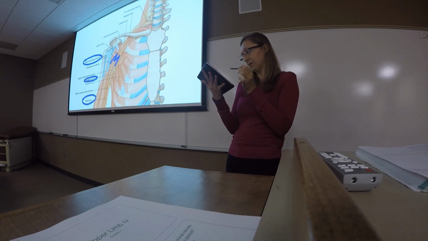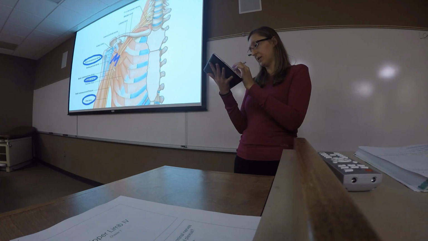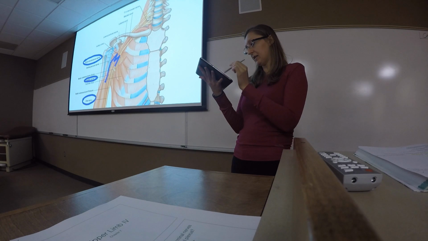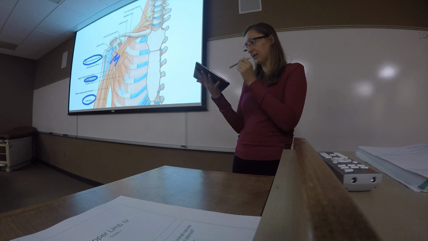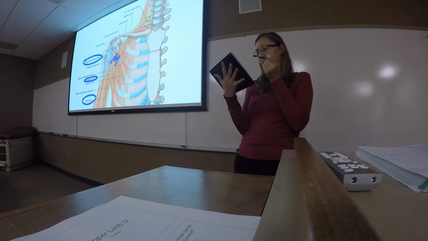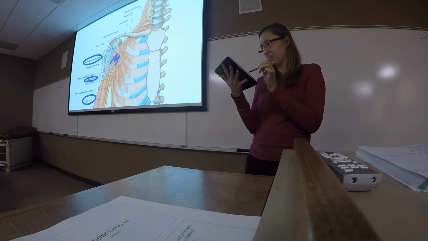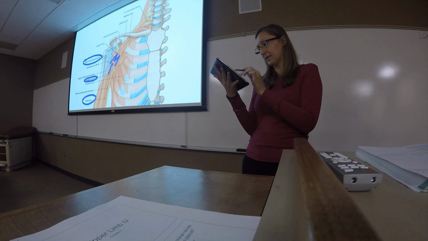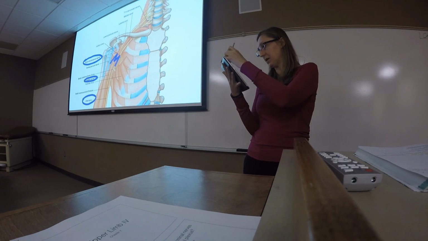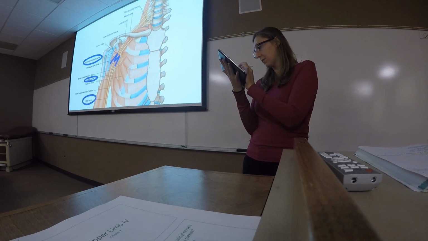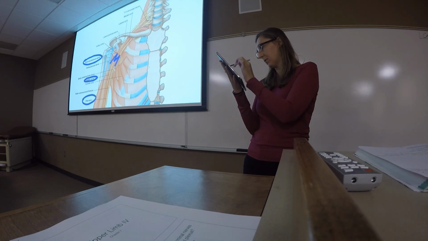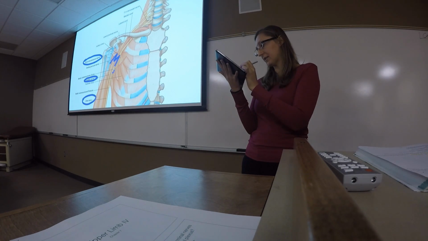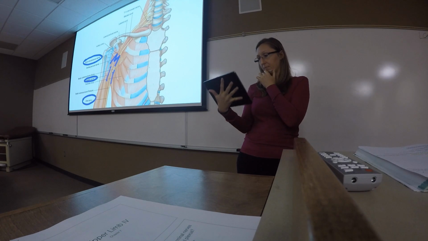Going down from there, the musculocutaneous nerve continues down the anterior portion of the arm, eventually innervating the anterior compartment. The median nerve and the ulnar nerve travel down alongside the axillary artery. This is really big. There we go. So along the axillary artery on either side.